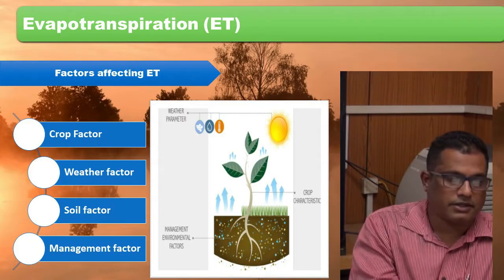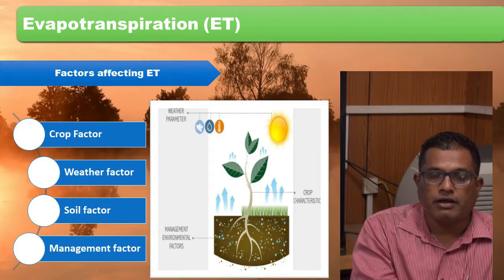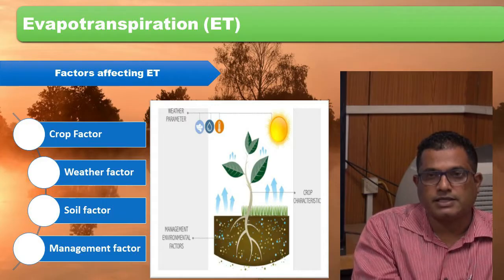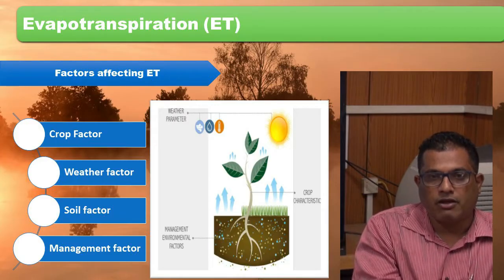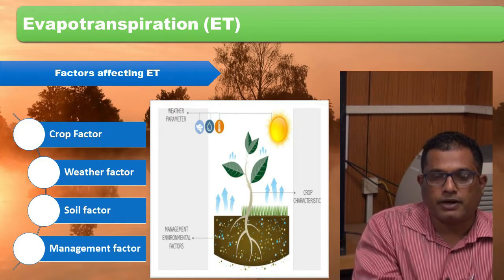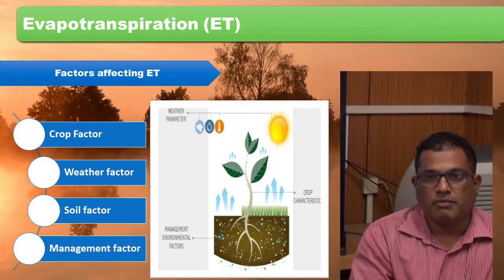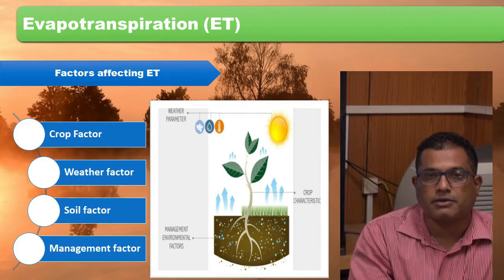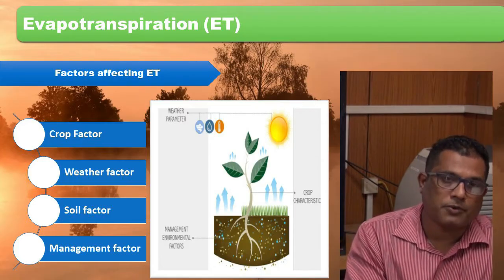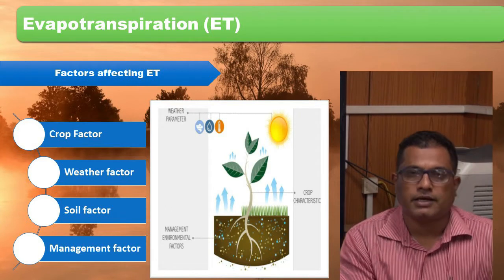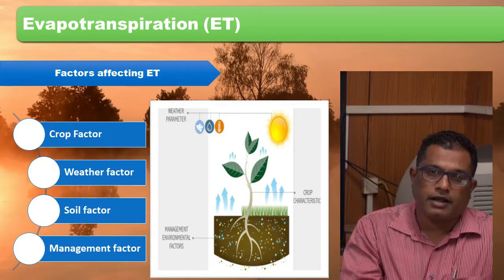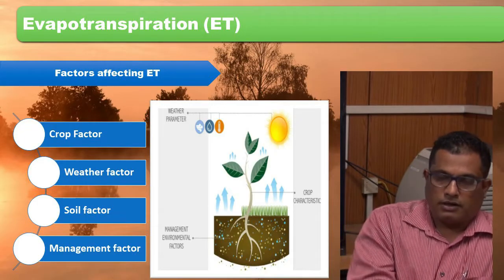The third management factor is weeding. If there is proper weeding, if weeds are a hindrance for plant development, and weeding is done properly in the cropped area, the crop would be well established, and from a well established crop, there would be more evapotranspiration.